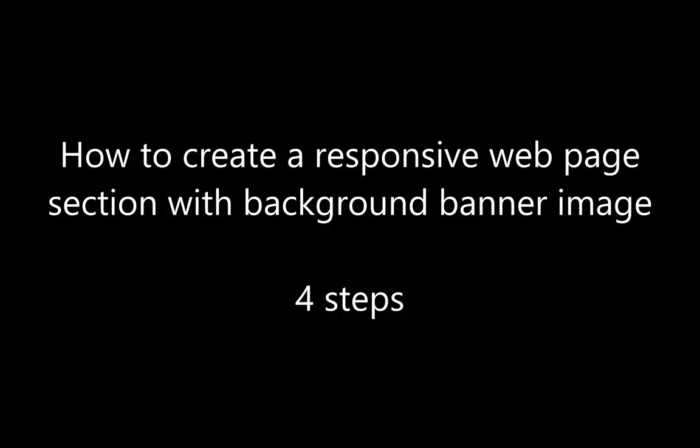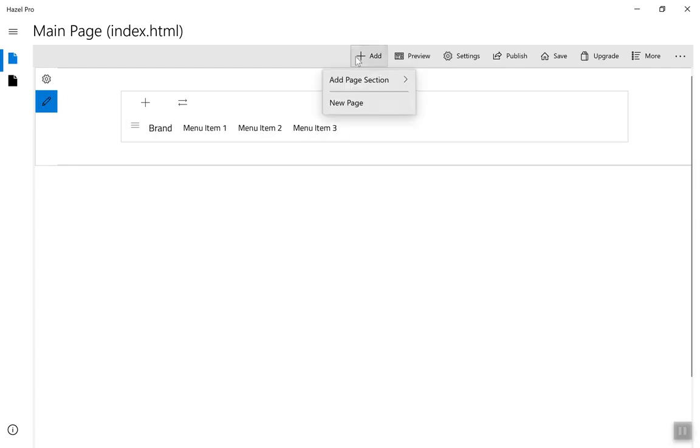In this tutorial, I'll show you how to create a responsive web page section with a full-width background banner image in Hazel Pro. Start by clicking the Add button and choose a single column section.